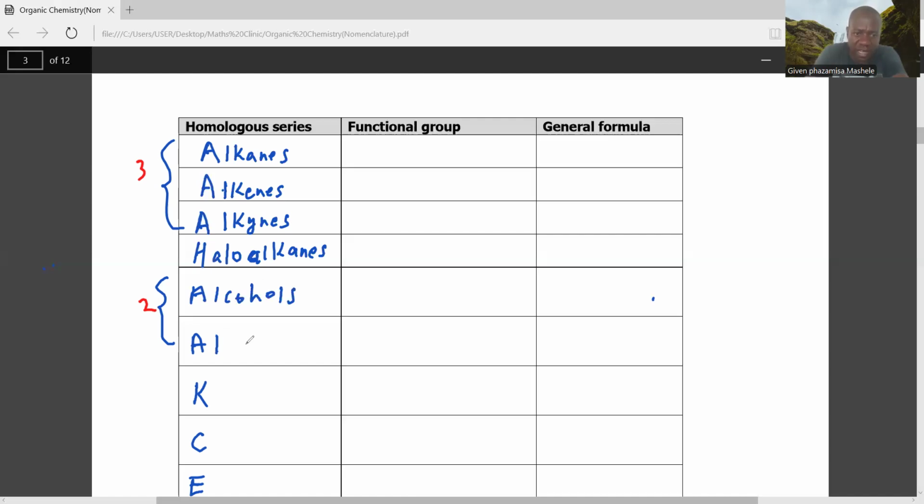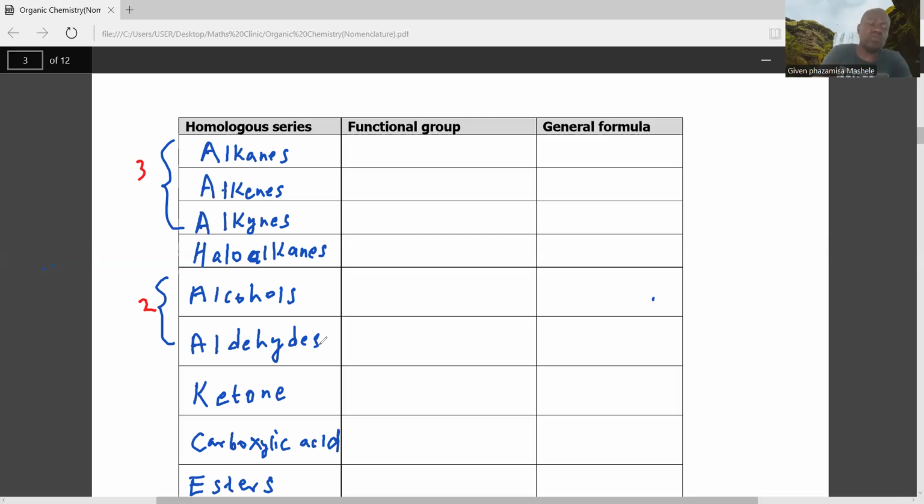aldehydes, ketones, carboxylic acid, and the last one is esters.